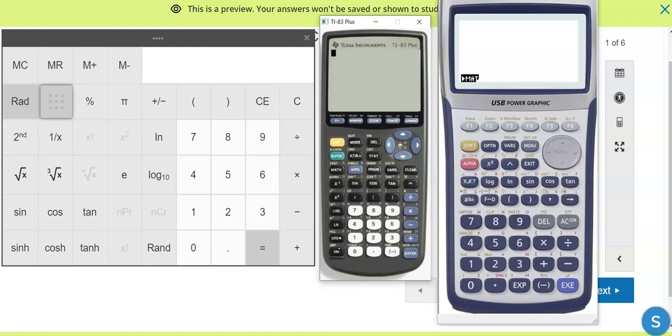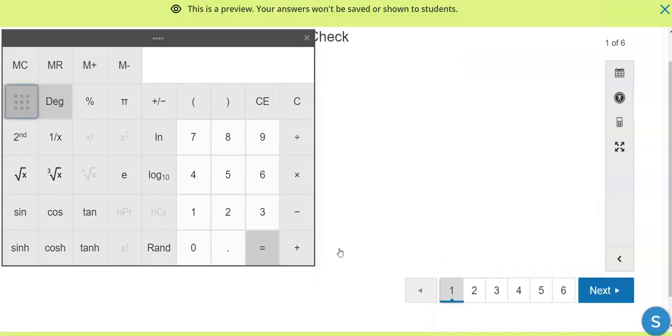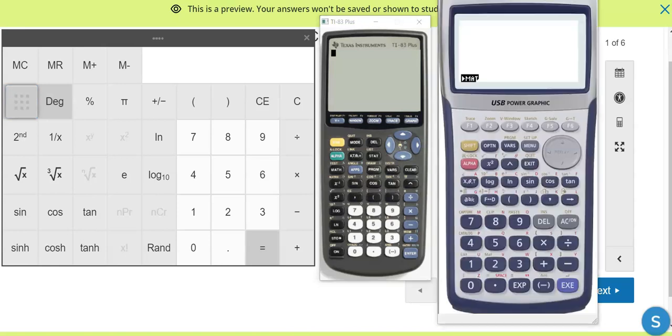If you look at the Schoology calculator, right here you see this RAD, and really that's a toggle switch. If you hit that, see it changes from radians to degrees. And now you see the DEG, that means now we're talking about degrees. Now I'll be able to use that calculator in terms of degrees.